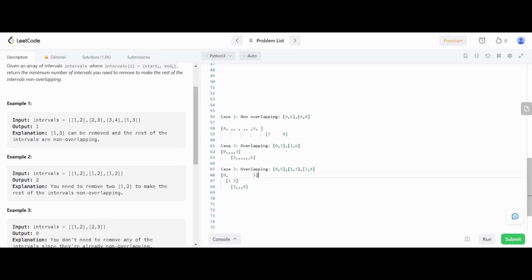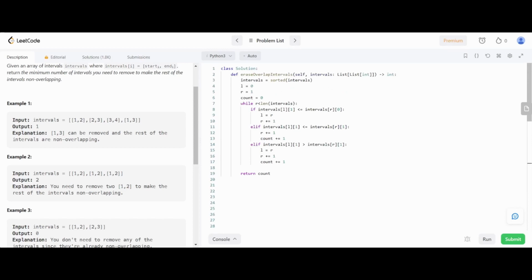So this is what the three cases of this problem are, guys. And let's see how we're going to solve this problem right now. Now, let's go up, and this is how we're going to solve the problem. I've already coded it. The very first thing we need to do in our question is sort our intervals. Now, why do we need to sort them?